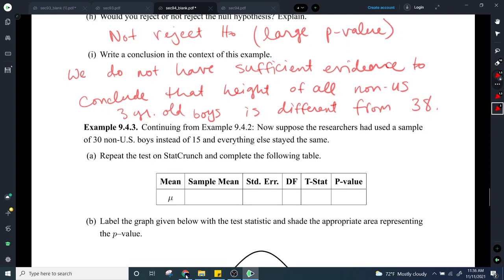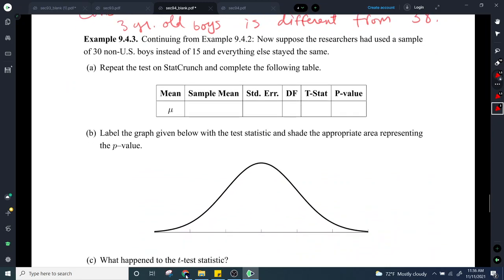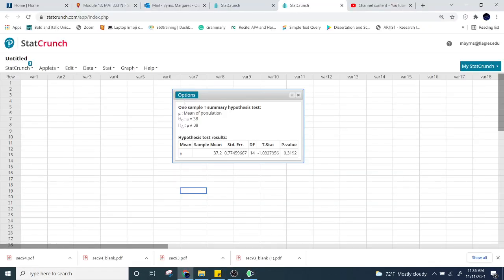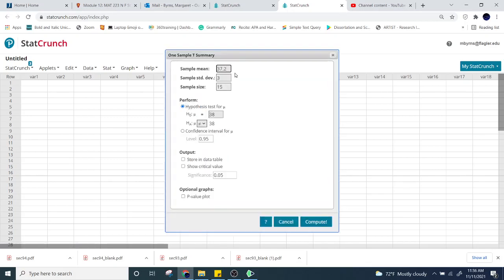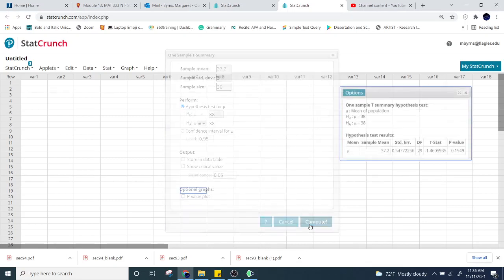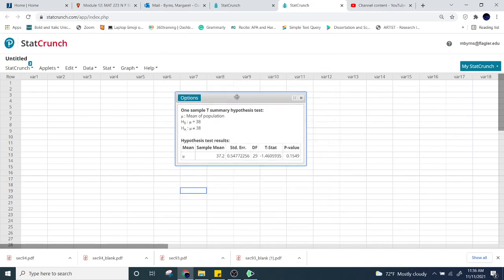All right, continuing from this example, now suppose the researchers had used a sample of 30 non-US boys instead of 15, but everything else stayed the same. So let's go into StatCrunch and make some changes here. I'm going to go to Options, Edit. The sample mean and standard deviation were the same, but now our sample size is 30. So it's going to change our degrees of freedom. Notice our degrees of freedom now is 29. Our standard error has changed and our t-stat has changed. So let's fill this information in.